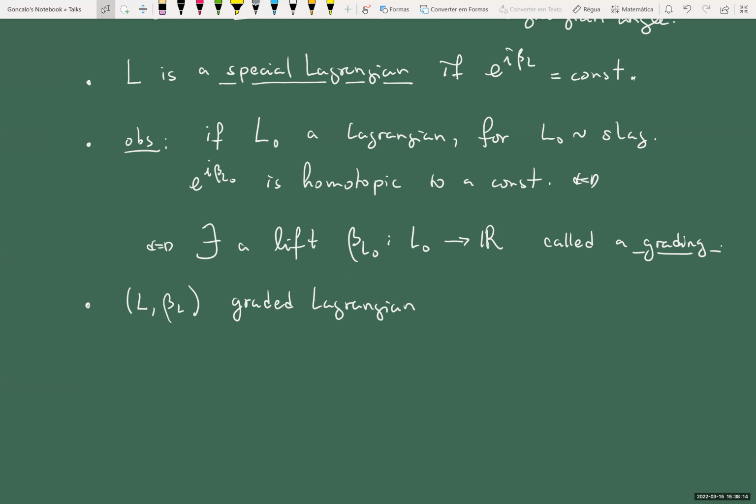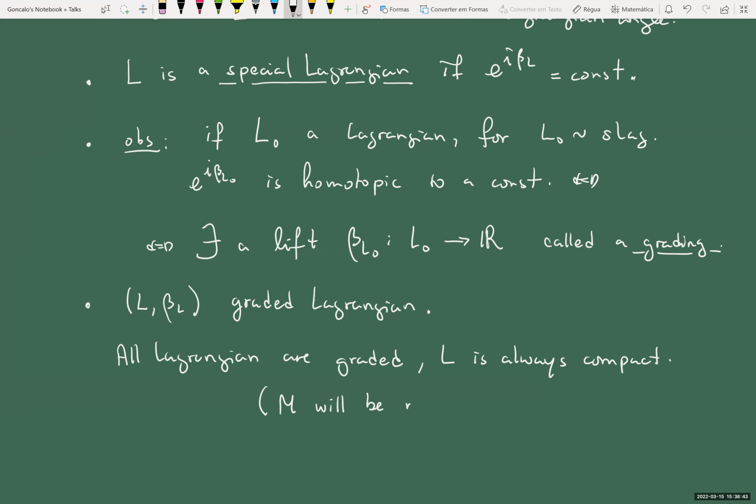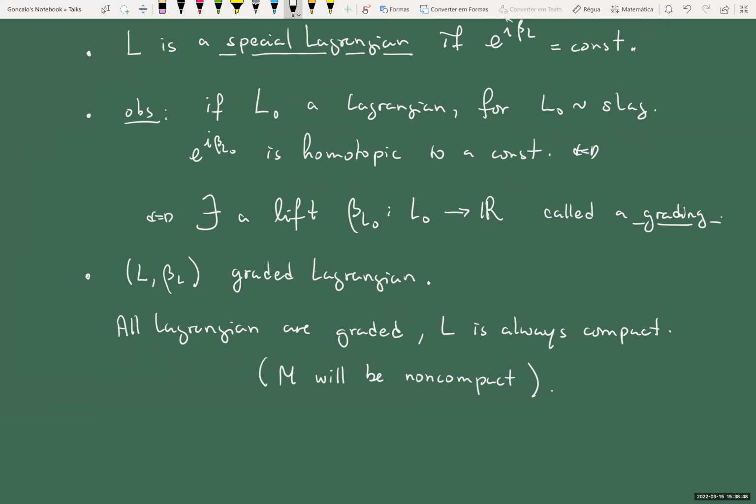So this is called the graded Lagrangian, and from now on, all Lagrangians are graded. L is always compact. But M may be, and will be in fact, non-compact.